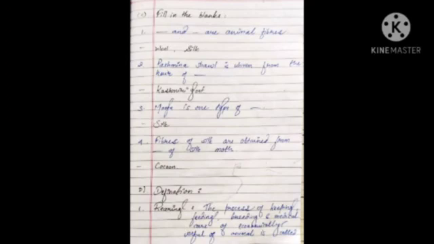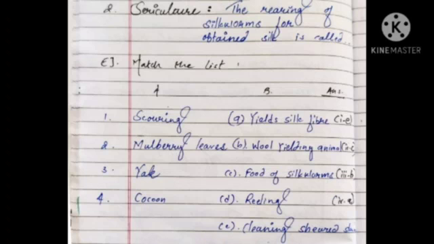D, definitions. The first one is rearing. The process of keeping, feeding, breeding, and medical care of economically useful animals is called rearing. Second one is sericulture, and the answer is the rearing of silkworms for obtaining silk is called sericulture.